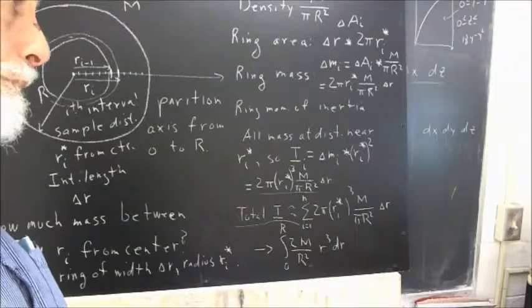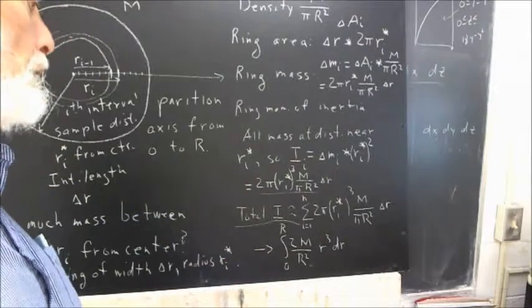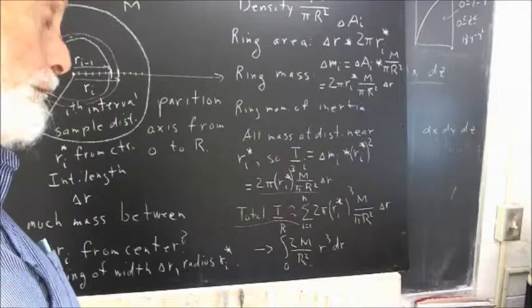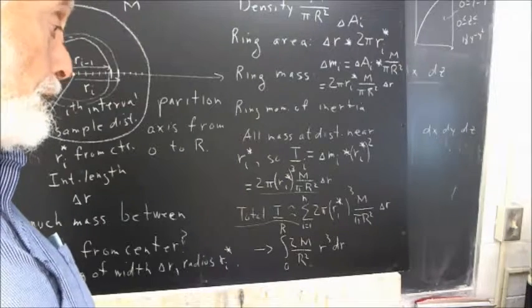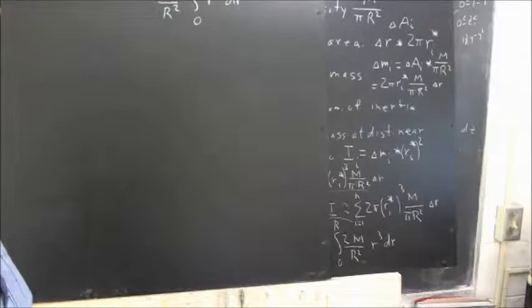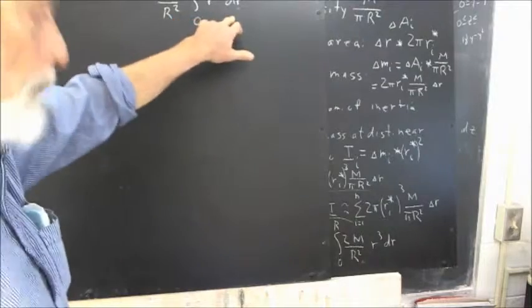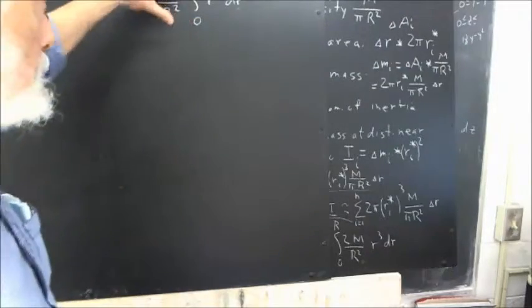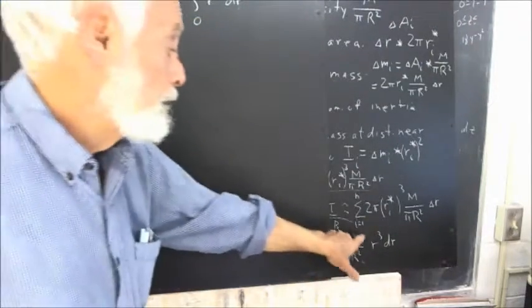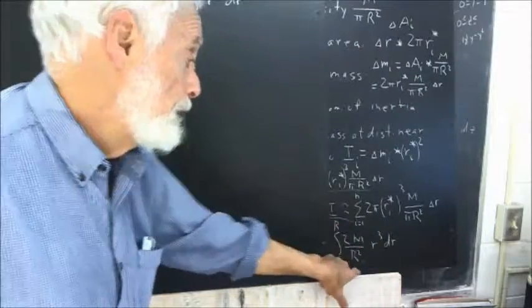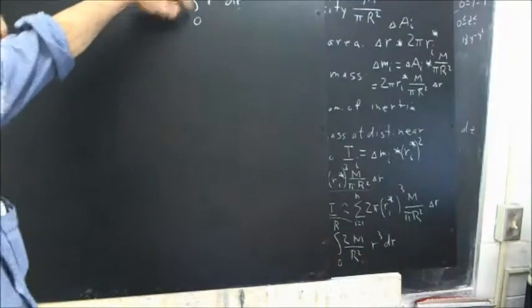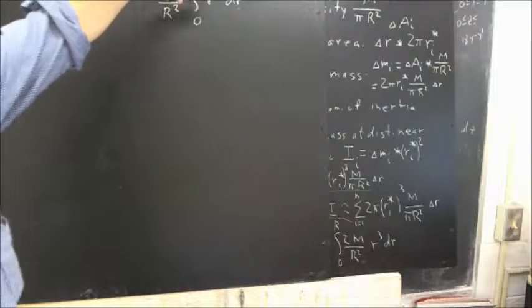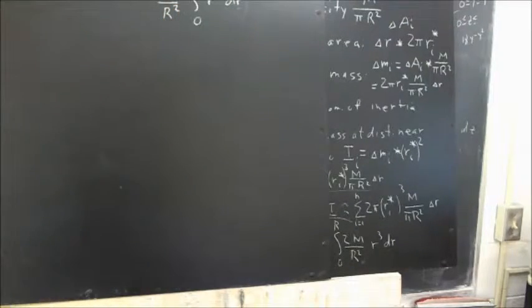Okay, well, I'm going to get another board up here. You can do this integral. So you should pause for a minute and do the integral. There'll be another board in just a couple of seconds. Okay, you should have done this integral. I've simply factored out the constant 2 big M over big R squared, and I have the integral from 0 to big R, r cubed dr.